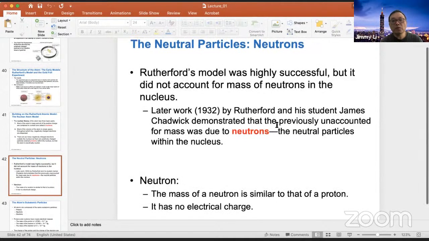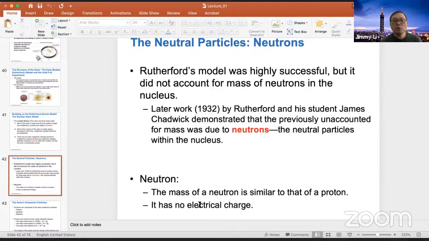The neutron was discovered in 1932 by the scientist called James Chadwick. Okay, so the neutron has a mass about the same as a proton, but the neutron has no electrical charge.